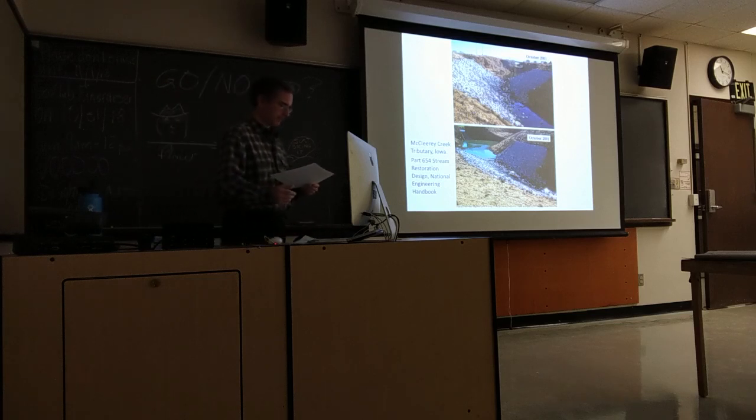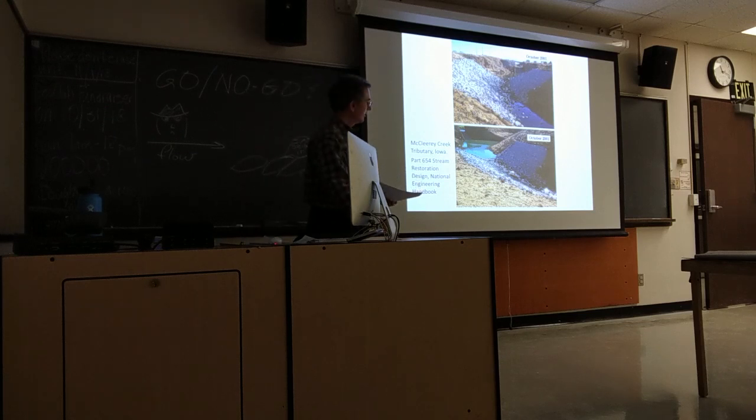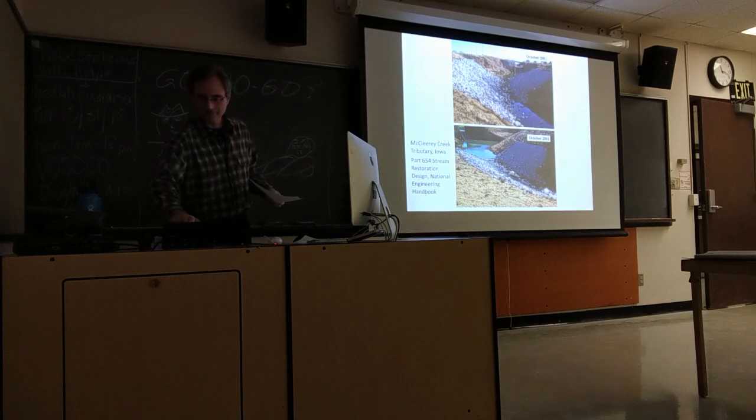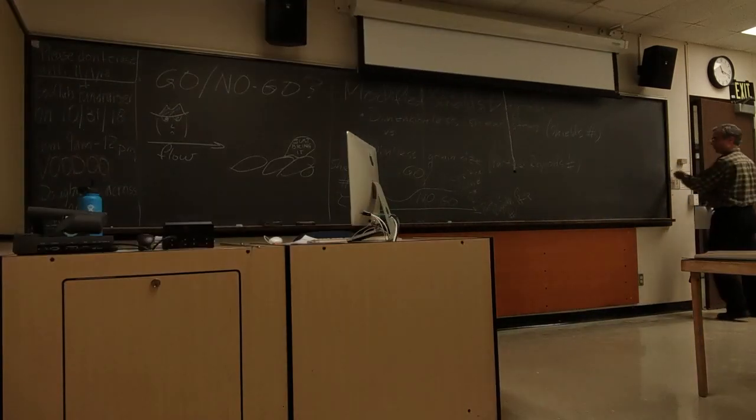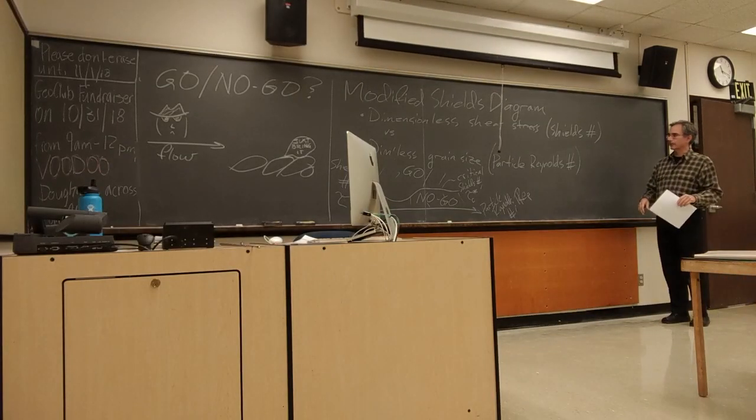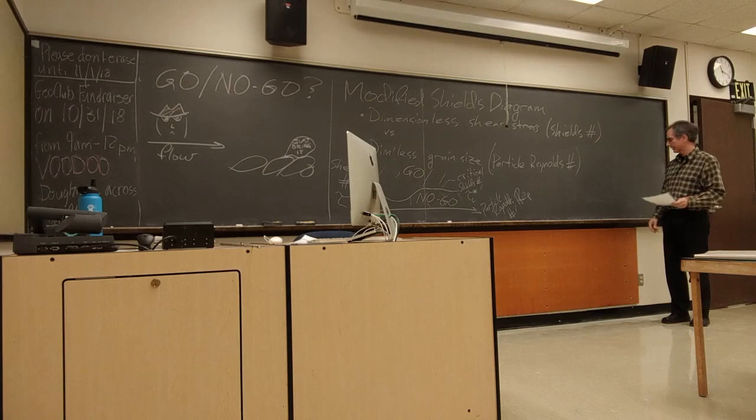Okay. So I've shown the diagram. What's actually on those axes? I know you're just going, okay, great, I've got this graph with this funny curve on it. What the heck is on that? What is this so-called Shield's number, that it's a dimensionless shear stress? What's this so-called particle representation?